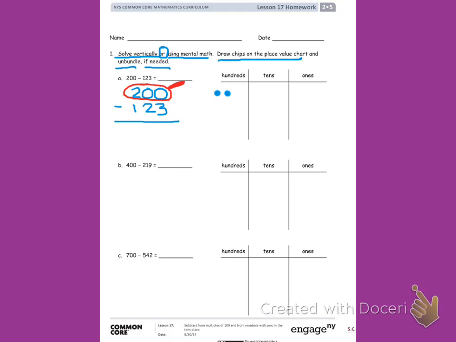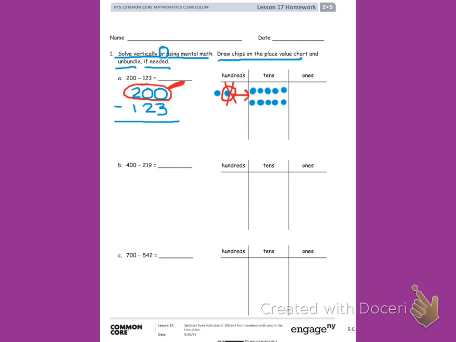I have 0 ones and I need to take away 3. That's not possible, so I better borrow from the neighbor. But look, the tens column has nothing either. That means I better unbundle a group of 100. If I unbundle a group of 100, that means that I can move 10 tens into the tens column because 10 tens makes 100. 1, 2, 3, 4, 5, 6, 7, 8, 9, 10. And now I'll go ahead and cross that out so I don't count it later.